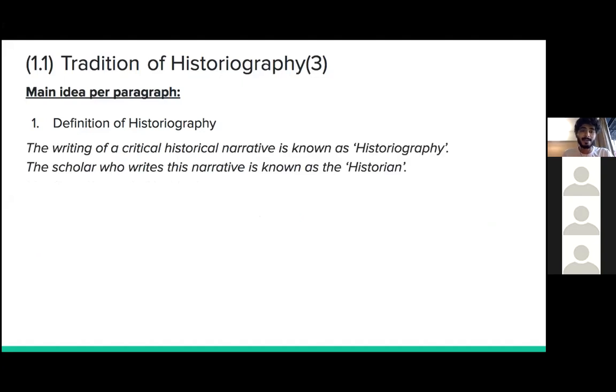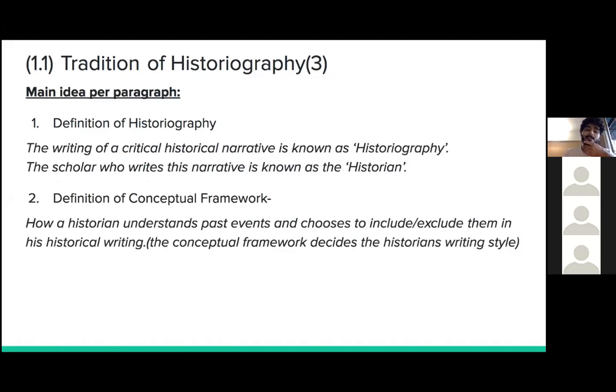Yeah. So the first paragraph tells us what is historiography. The second paragraph tells us what is a conceptual framework. So we've understood historiography is writing a critical narrative of history. We've understood the person who writes history is called a historian. And secondly, we understood that everyone who writes history chooses to keep some events and not keep some events. What they choose to focus on basically decides their writing style, and that is called their conceptual framework. The concepts they use to decide that is the conceptual framework, right?